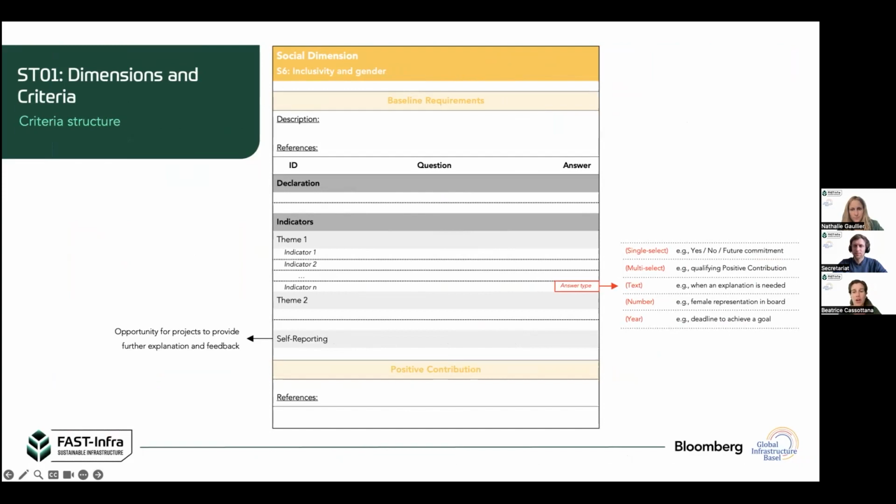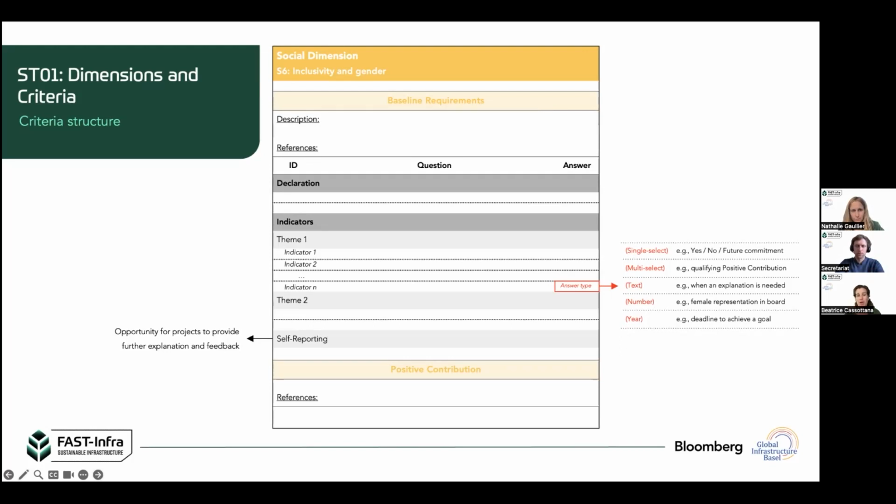So this is the structure of the indicators of each criterion. Each criterion is organized according to this structure. We have the name of the dimension and the name of the criterion on top, and then we have 2 main sections. The first section is the baseline requirements, and the second section is the positive contribution. The baseline requirements contain all the indicators which are mandatory, meaning the project has to answer all the indicators in a satisfactory way in order to obtain the label. Whereas we only require projects to claim one positive contribution across all the criteria. But of course, we encourage projects to claim as many positive contributions as possible.